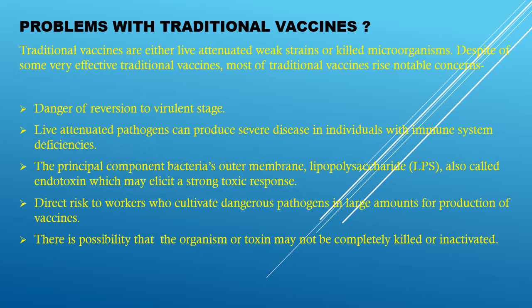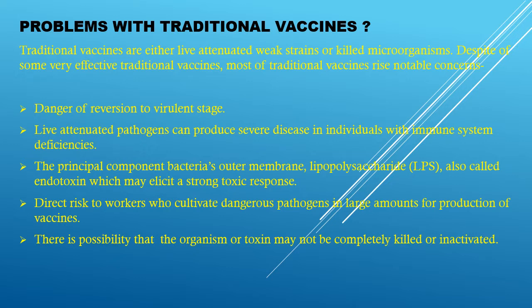One is the danger of reversion to a virulent state. Talking about live attenuated vaccines, or killed or weak strain attenuated vaccines, in those the weaker strain of a particular disease-causing agent is inoculated in a human to induce immunogenicity. But we are not sure that the weaker strain cannot turn virulent and cause many other concerns.